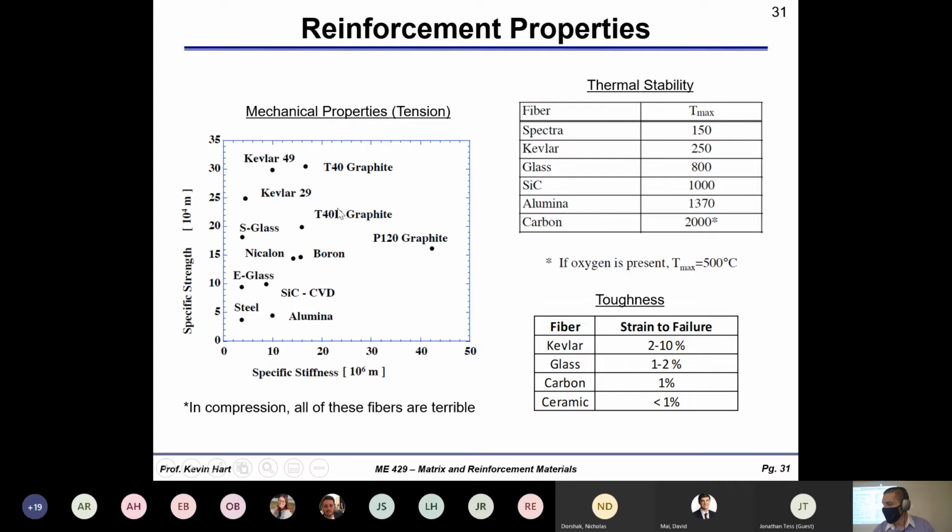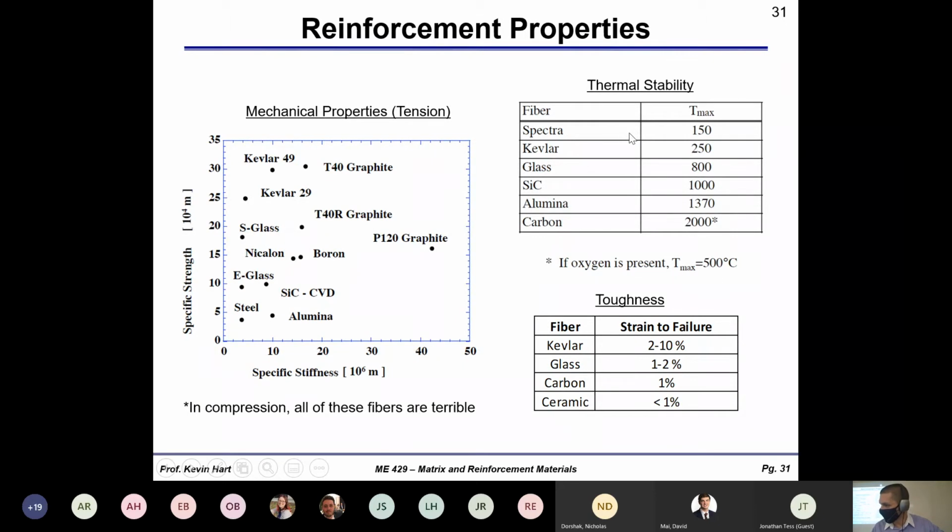So Kevlar, a couple of different varieties here. Low specific stiffness, but very high strength. Graphite, high stiffness, high strength. You can see all the graphite or the carbon fibers occupying the upper right-hand side here. Then you get your ceramic fibers here, boron, S-glass, E-glass, and steel and aluminum, again, occupying the lower left of this chart, showing that their specific properties are not the best. Thermal stability could be important if you need to select what fiber you're going to use for your application. Let's say your application is the re-entry heat shield of a shuttle. Well, you probably don't want to be using Spectra, I'll tell you that.